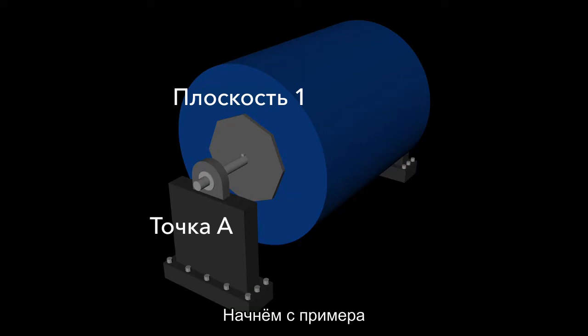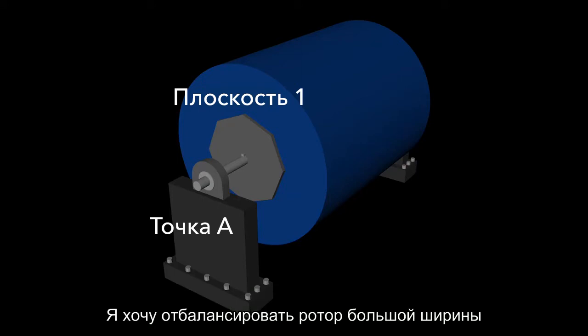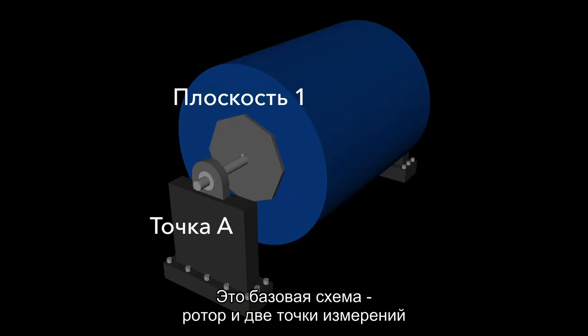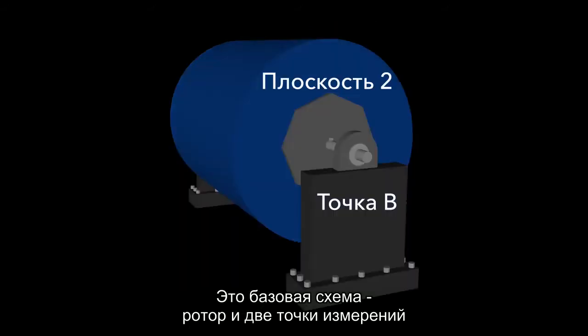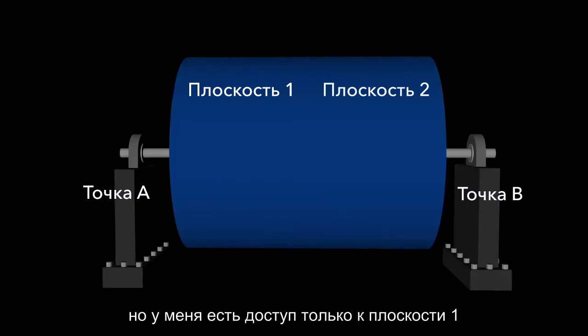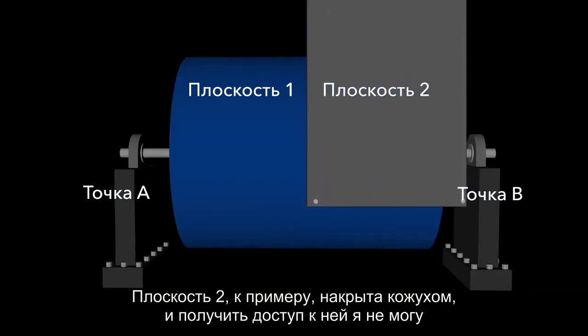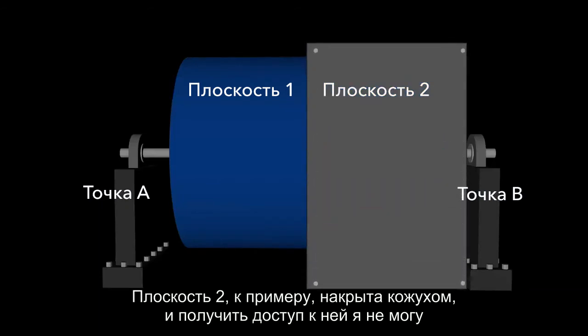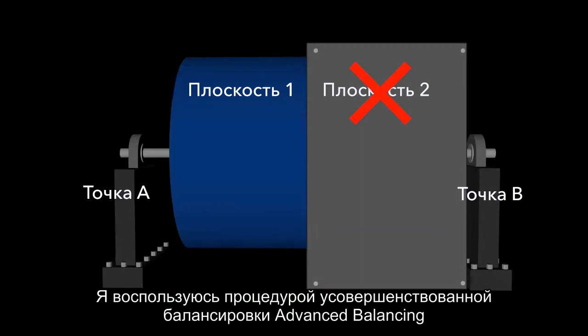Let's begin with an example. I want to balance a wide rotor. This is the basic scheme. The rotor and two measurement points. Correctly, I should do two-plane balancing with 2 points. But I have access to plane 1 only. Plane 2 is, for example, under some cover and I have no access there. What to do now? I use the advanced balancing procedure.